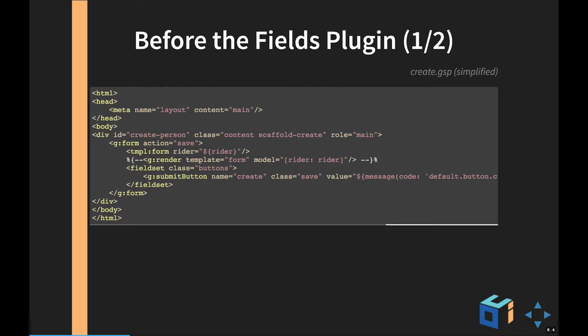So before the Fields plugin, and that's even before the Grails 3 scaffolding, this is an example of the create form. We would render a template form and give it a writer, or we would just use the old way of saying g:render template form model writer. So that was how we did it in Grails 2 before they started using the Fields plugin for scaffolding.